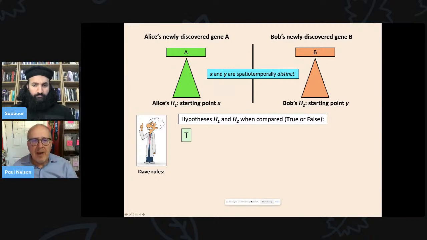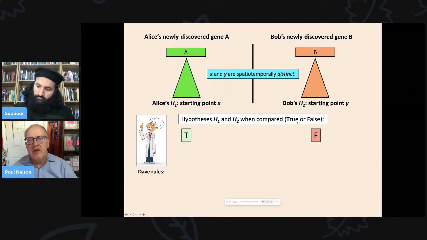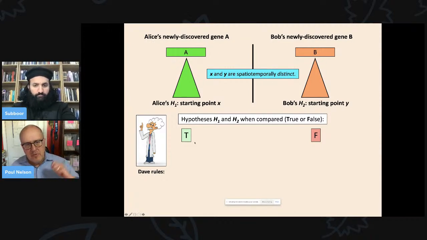Well, he says it might be that Alice's hypothesis is true, but then Bob's has to be false, because given the degree of similarity between these two genes, they require a common ancestral template. So if we start with Alice's hypothesis and say that's the true one, then Bob's has to be false because it invokes a separate theater of origins. So Bob's sequence has got to stem from Alice's at some point. So Dave says, Alice's hypothesis can be true, but then Bob's has to be false.